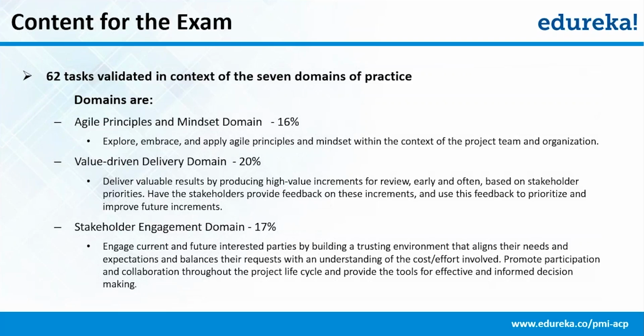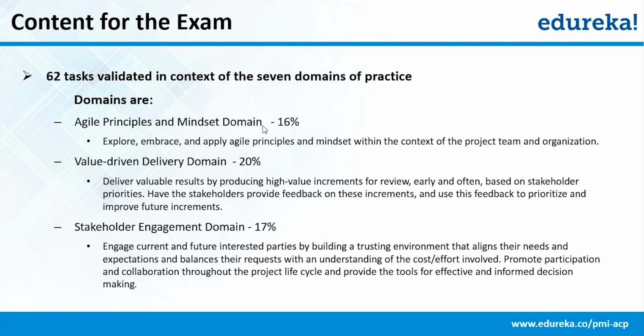For the content of the exam, you have 62 tasks, which you have to validate against 7 domains. And here domains basically mean, if you go through the handbook, you will understand that domains are basically the dimensions of Agile. Like, one is called the value-driven domain. The other is, okay, let's go through it. I think you will understand it better.